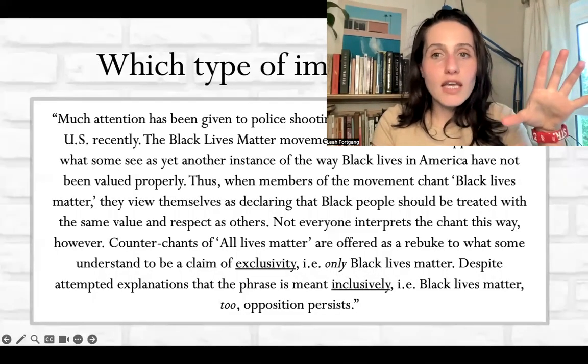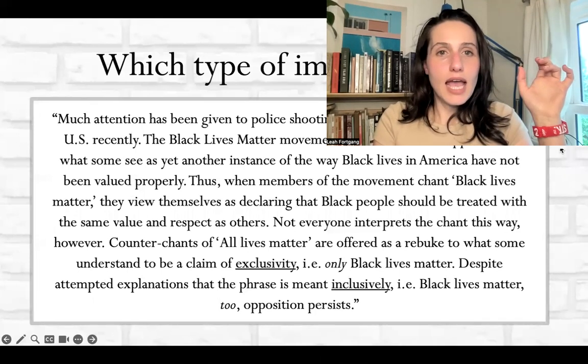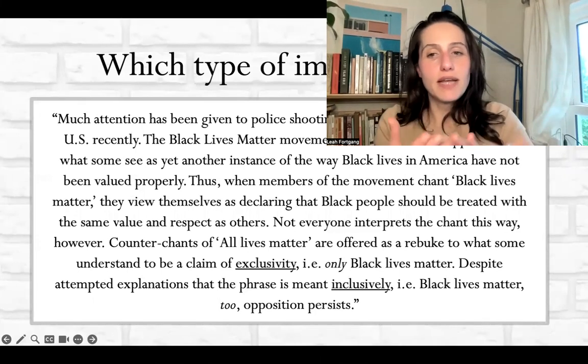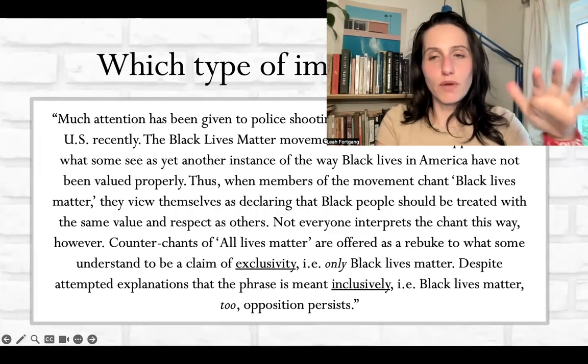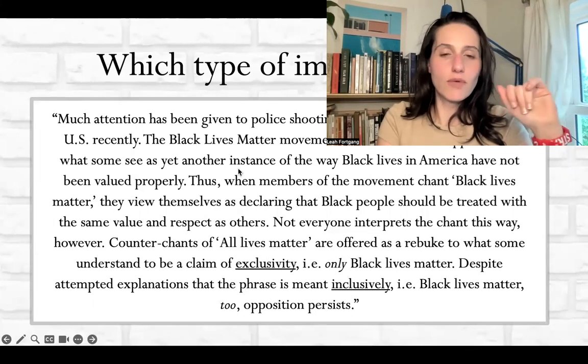So hopefully, and this is a basic summary of the quote in the first paragraph. If you want to take a closer look at that, you're welcome to do so.